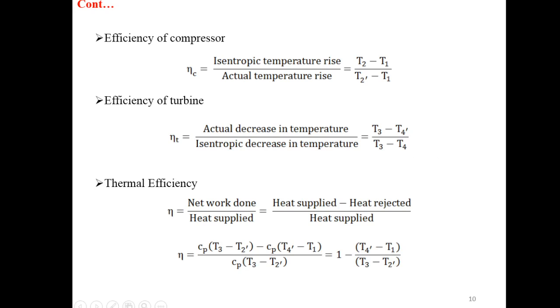So the formula for thermal efficiency will become net work done divided by heat supplied, and the net work done is heat supplied minus heat rejected, divided by heat supplied. So in this case, the heat supplied is Cp (T3 minus T2 dash), and the heat rejected will be Cp (T4 dash minus T1). So T4 dash and T2 dash we get from these equations, the efficiency of compressor and turbine.